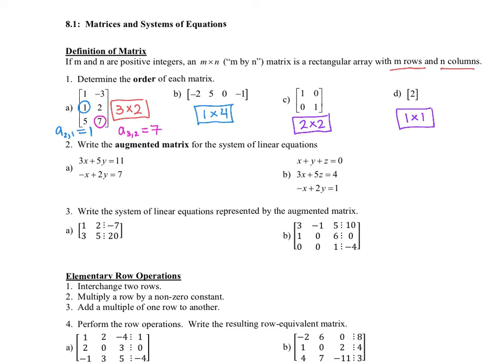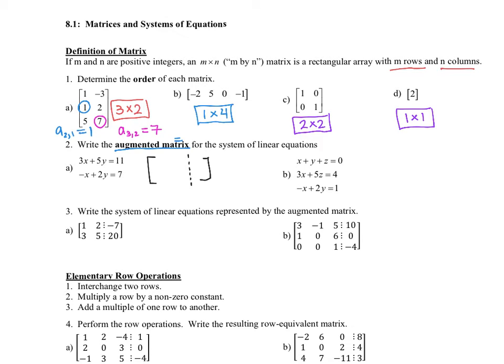Okay, for number 2, it says write an augmented matrix for the system of linear equations. An augmented matrix normally represents some kind of equal sign. We use matrices often with computers. The problem with computers is they just want digits. They don't want the variables at all. So an augmented matrix normally has a dashed line here.